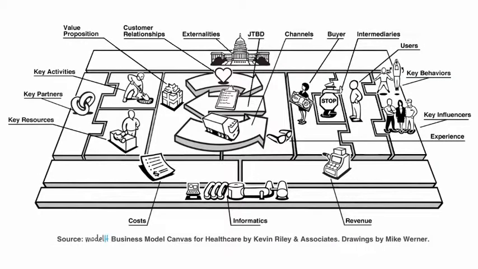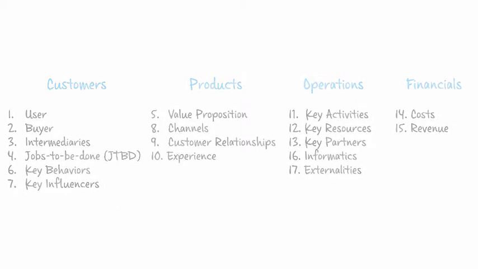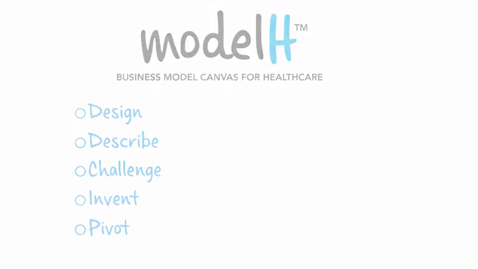The evaluation of each building block in a business model promotes consideration of that model's strengths and weaknesses. Likewise, the structured layout of the canvas encourages thoughtful reflection regarding how the individual building blocks fit together. The 17 building blocks in modelH deal with 4 key business functions as shown here. As a strategic management tool, modelH can be used to design, describe, challenge, invent, and pivot your healthcare business model.